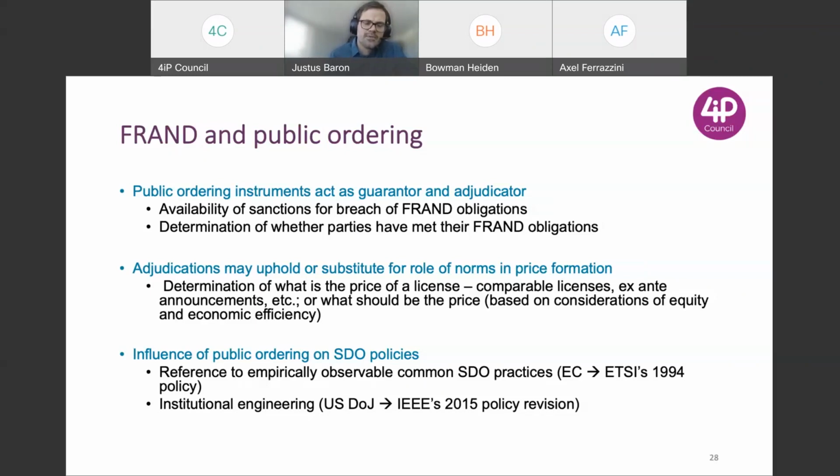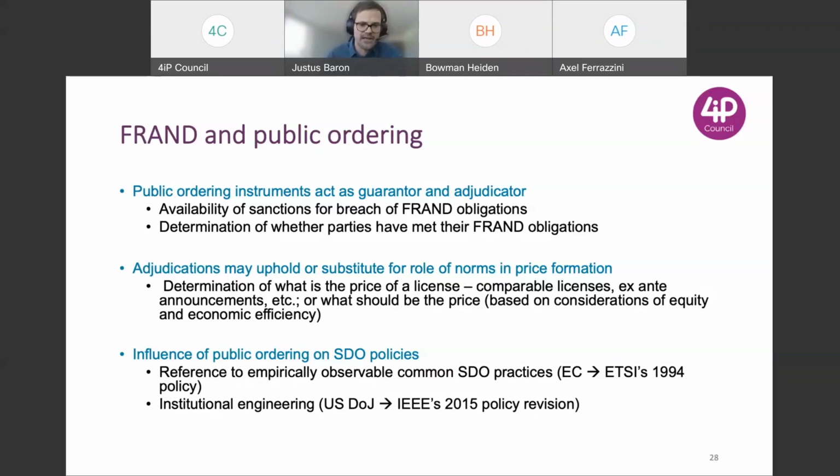And then, but also the public ordering provides for institutions that might intervene in the determination of whether parties have met their obligations. And what's important for us is that these adjudications might be an important complement, or they might actually be a substitute to the definition of FRAND norms. When they are a complement is when they actually refer to the norms as the source and hold parties to the norms. Whereas when they are a substitute is when they are based on extraneous considerations of what the norm should be.